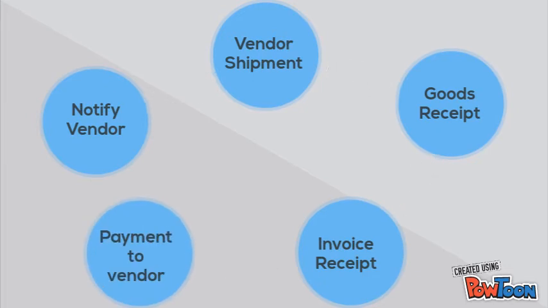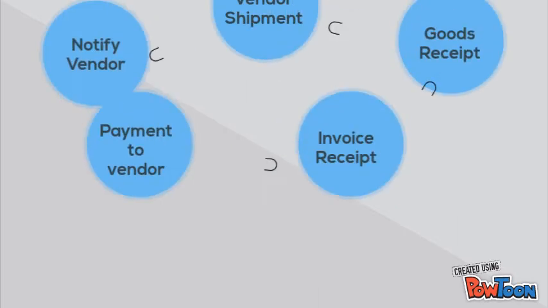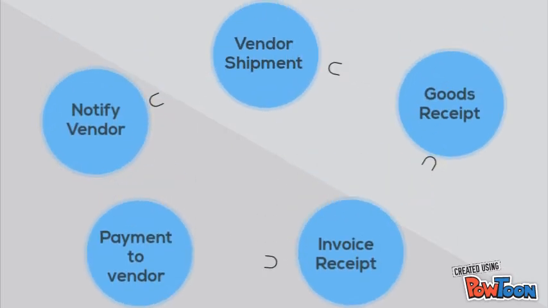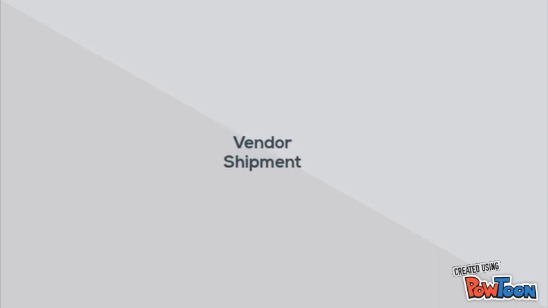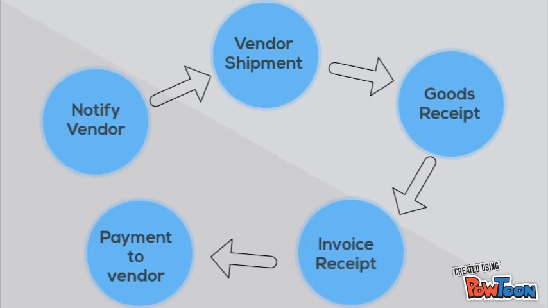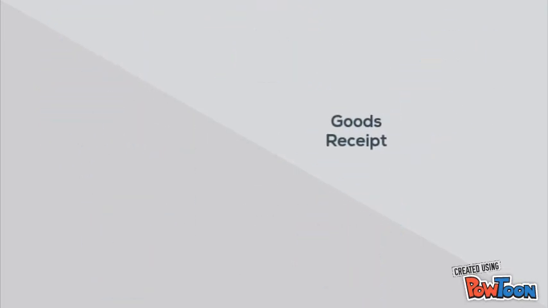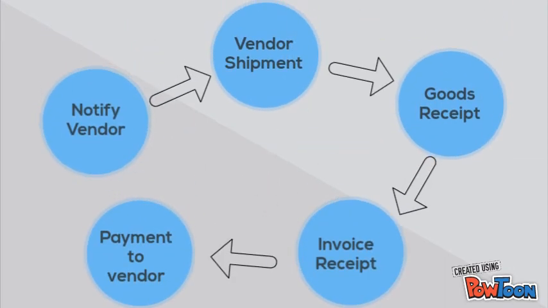First, notify vendor. The vendor will get notified of the purchase order by email, fax, XML, EDI, or in printed form. Second, vendor shipment. Once the vendor receives the purchase order, they will start preparing the requested product and ship it to the buyer. Third, goods receipt. The buyer will receive the goods receipt, which indicates the ownership of the product has changed from the vendor to the buyer.